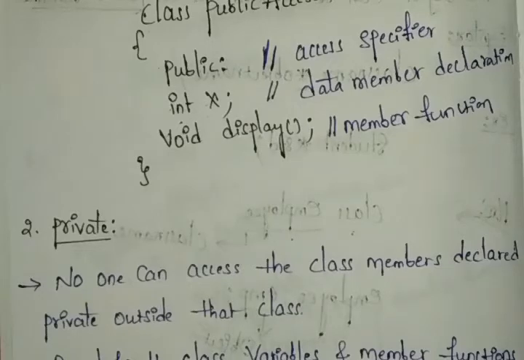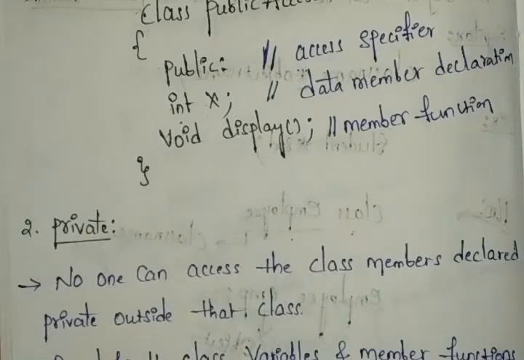Whatever statements you declare in the private mode are only performed by yourself, and also only viewed by yourself. That is not performed by any other person. So no one can access the declared class members. That is our private, and it cannot be accessed outside the class.